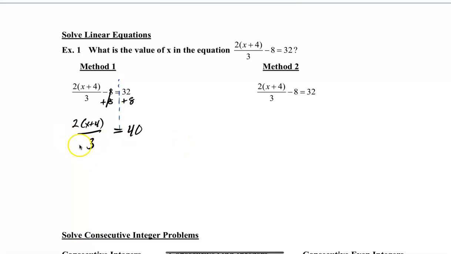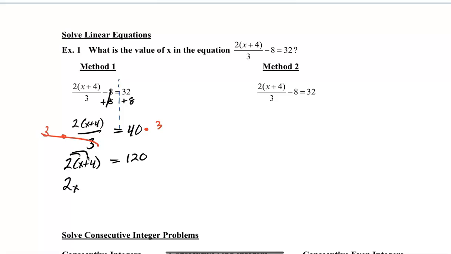Let's get rid of that dividing by 3 part. So let's multiply both sides by 3. These cancel out. You get 2 times x plus 4 equals 120. And then from here you could simplify, I guess we'll do that. We can simplify both sides, or you can divide by 2 and solve it. Either way is fine. Let's simplify, that's why we've been talking about it.